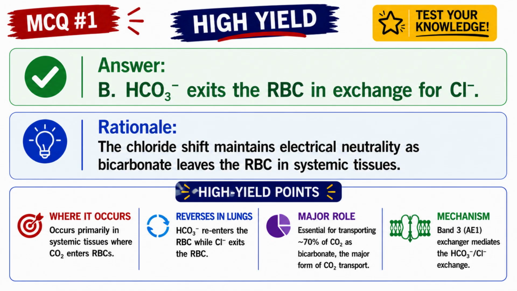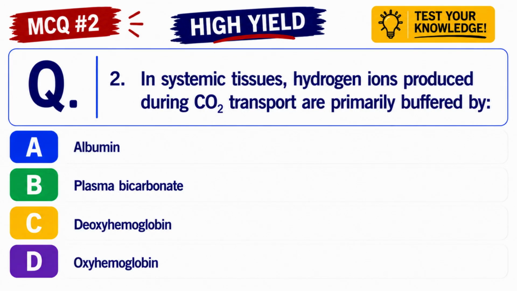At the lungs, the reverse occurs. Bicarbonate re-enters the red cell. Chloride exits. The reverse chloride shift. Bicarbonate is converted back to CO2. CO2 is exhaled. Question 2.